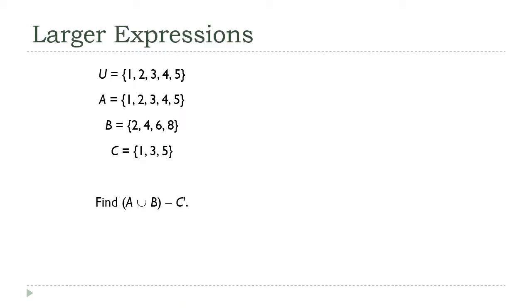All right, so how about larger expressions? Look at this: I want to figure out what is A union B minus C. Well, what would you do if I asked you to find 3 times 4 minus 6? You do them in pairs. I would simplify this part first. 3 times 4 is 12. 12 minus 6 is 6. You do them in pairs.